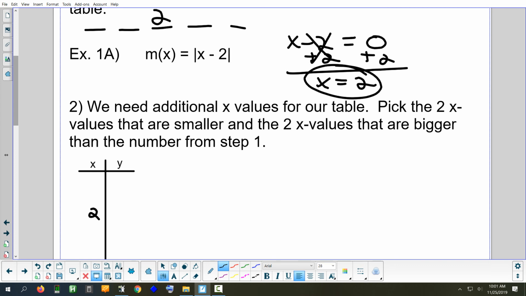So pick 2 x values that are smaller and 2 x values that are larger. Okay, so 2 is in the middle.